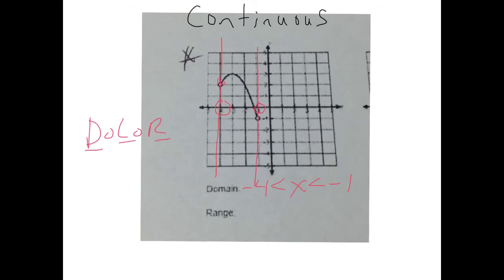Open circles, according to our face, gets no lines underneath it. I remember the face. So no lines underneath it. Range is robot. Range, bottom to top. So how low does it go? To how high does it go?